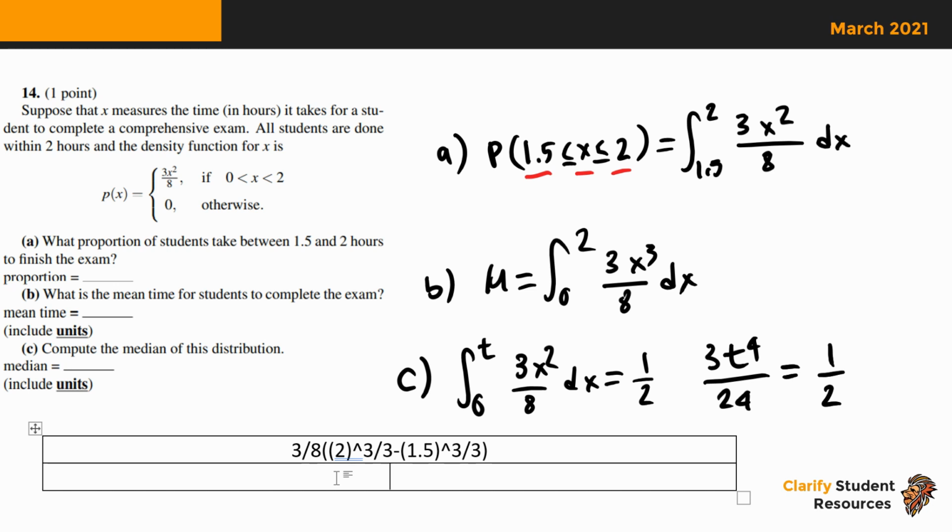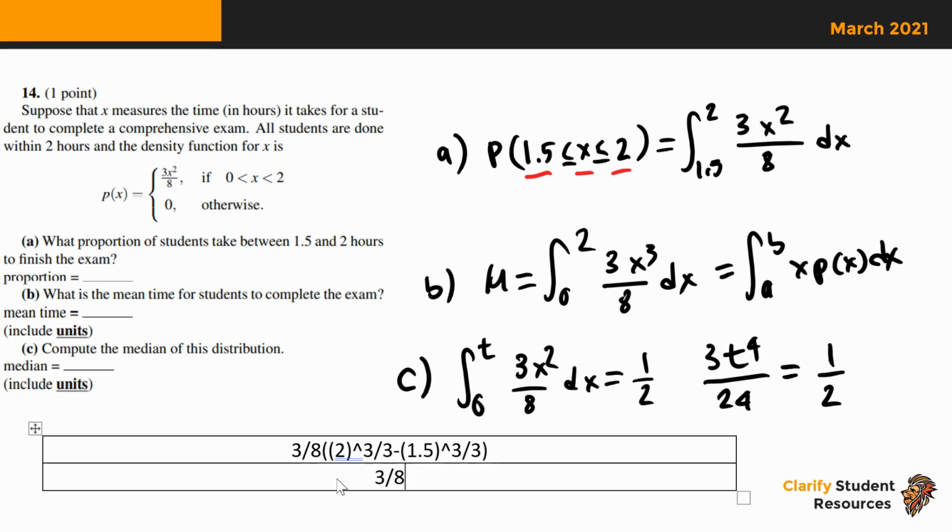And then for part B, they want us to find the mean. Again, we're just going to do a quick review. The mean is just the integral from a to b of x times p of x dx. So in this case, we just add one x to the term. Again, this is a very simple integral that we can plug into Webwork.